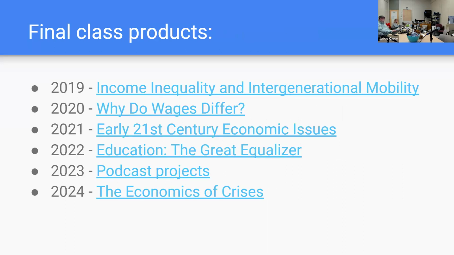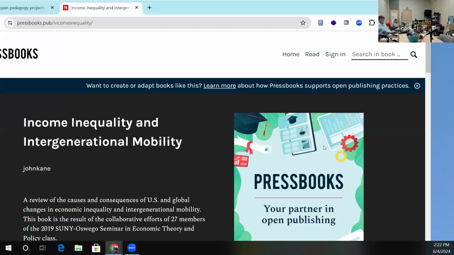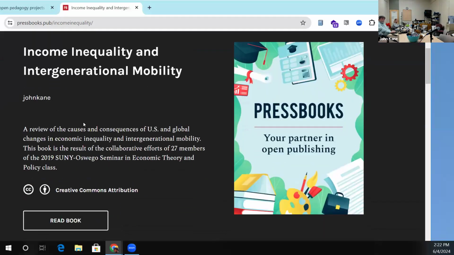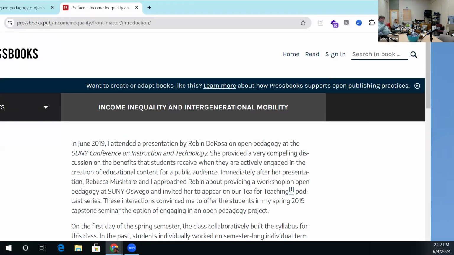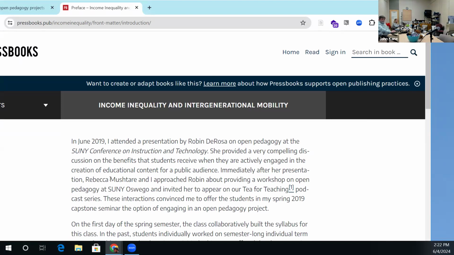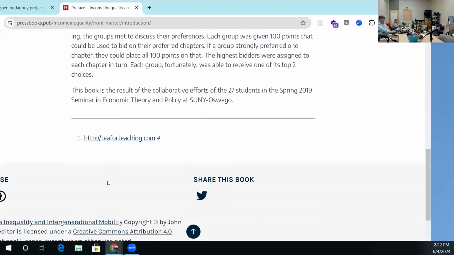And these are the projects. So this has been going on since 2019. This is the first one, income inequality and intergenerational mobility. And this is what it looks like. It has my name there, but what happens is when you get to the individual chapters, it's because I could only put students' names there if they were each individual editors, and then they'd have to learn how to use Pressbooks. And learning how to use Pressbooks was not really one of the main goals. And this actually describes how this project got started and how it worked.